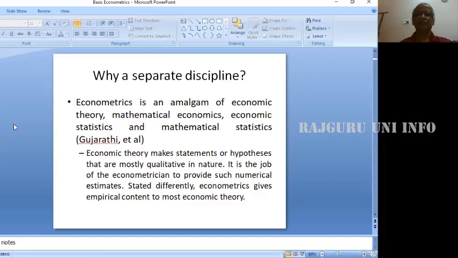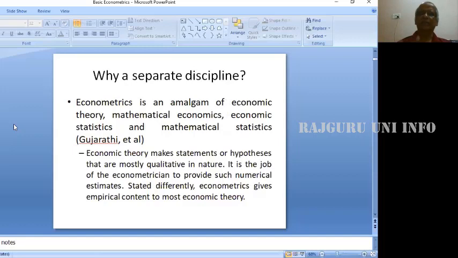He has his own way of defining, and he defines econometrics as an amalgam of economic theory, mathematical economics, economic statistics, and mathematical statistics. An amalgam, a combination of these four disciplines, constitutes econometrics: economic theory, mathematical economics, economic statistics, and mathematical statistics. And he goes on to explain all these four concepts to make the concept more understandable.